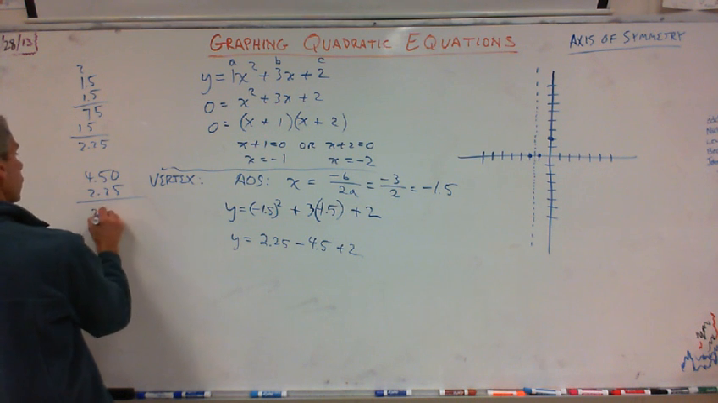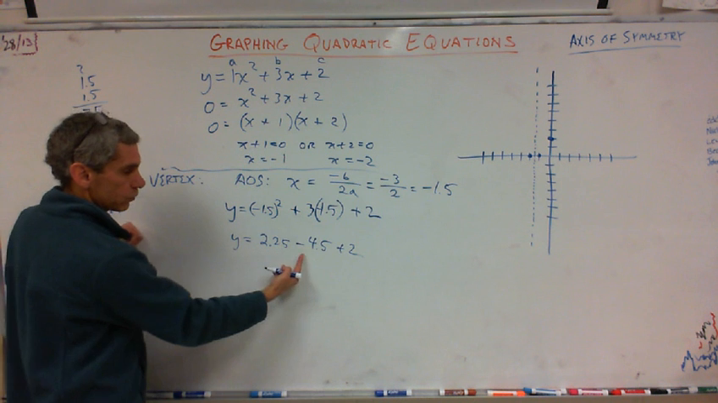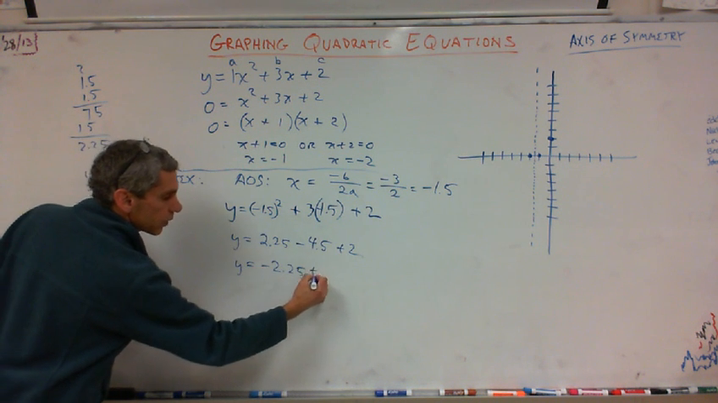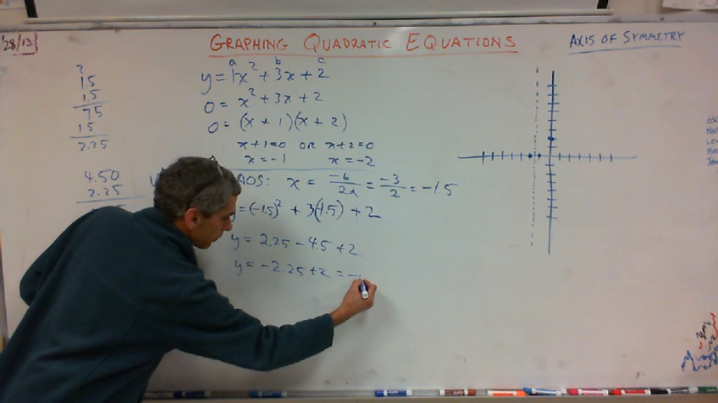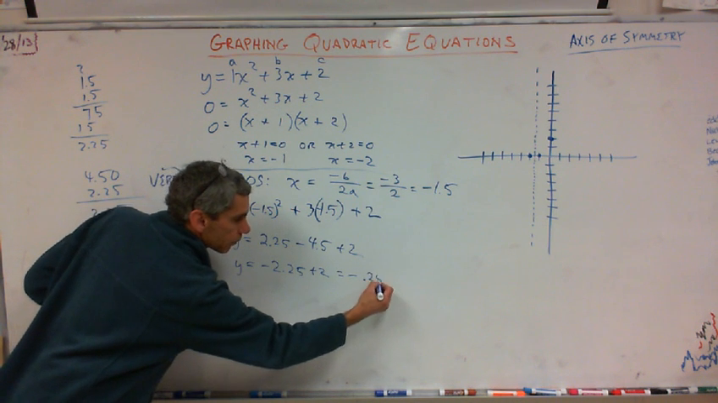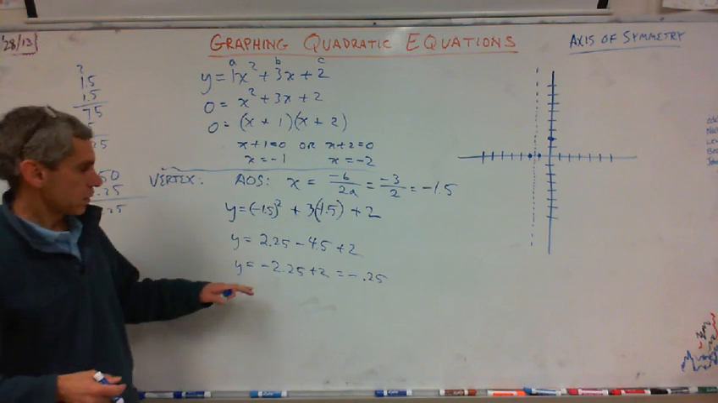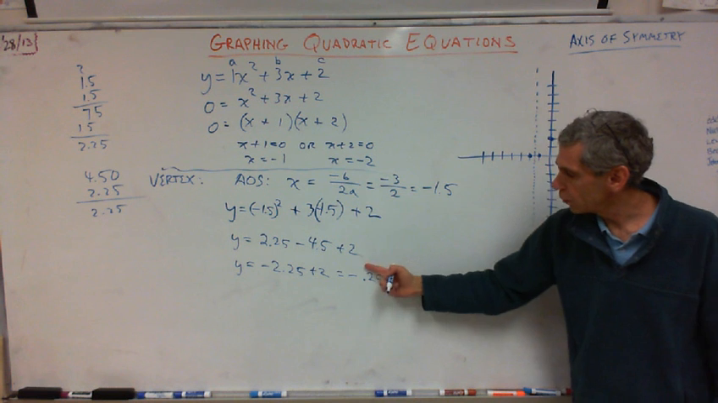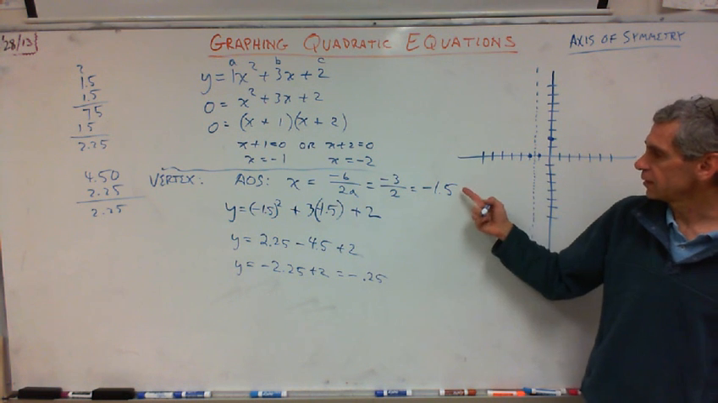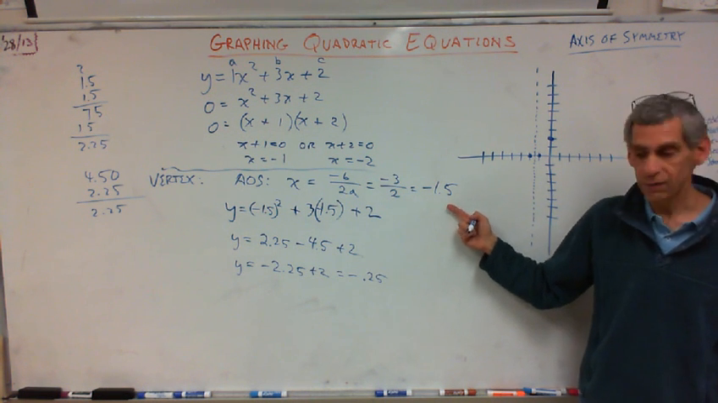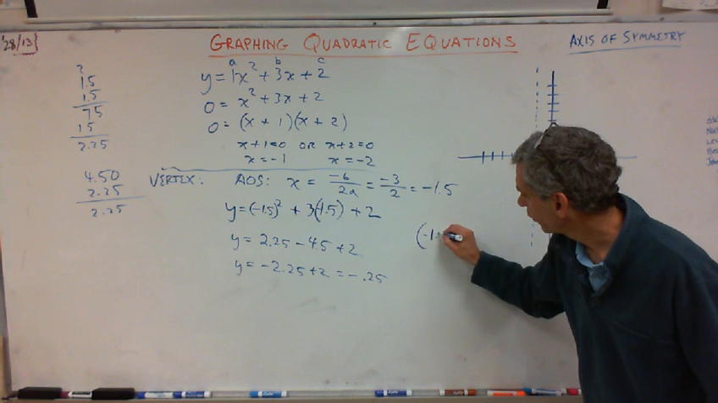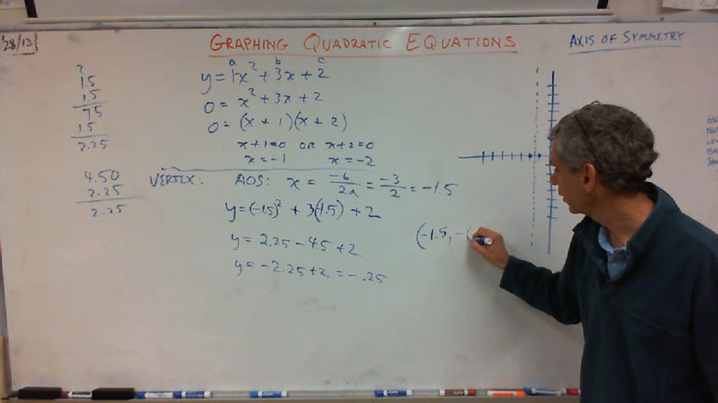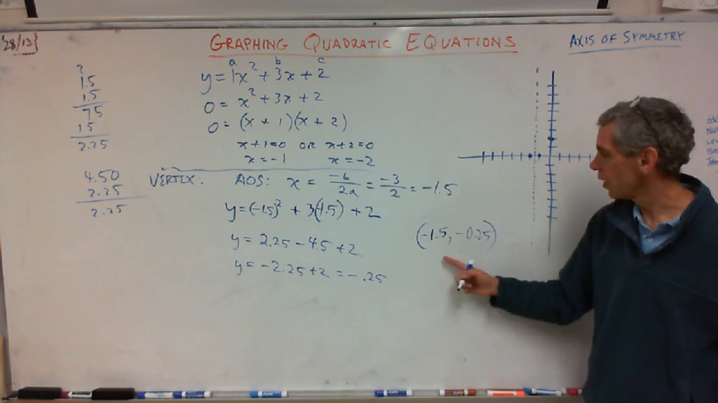So negative 2.25 plus 2, which is equal to negative 0.25, right? Did I do that right? Yes. All right. So that means my vertex is at negative 1.5 for my x, comma, negative 0.25 for my y.